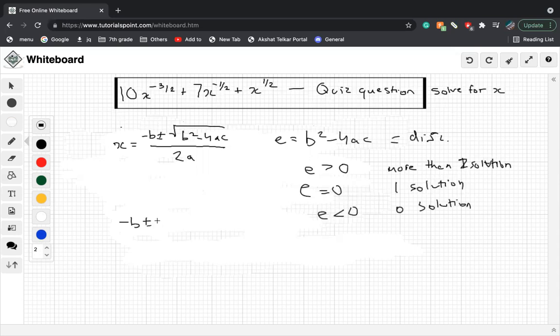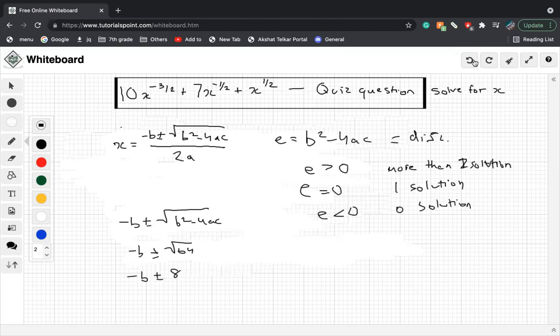Negative b plus or minus the square root of b squared minus 4ac. So now suppose it's like 64. This is greater than 0, right? So this would be negative b plus or minus the square root of 64. Remember, this is all over 2a, right? So this would be negative b plus or minus 8. And this is going to be negative b minus 8 and negative b plus 8, all over 2a, giving you two solutions, right?